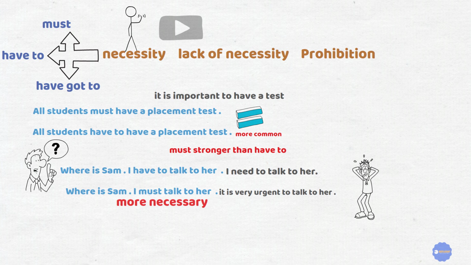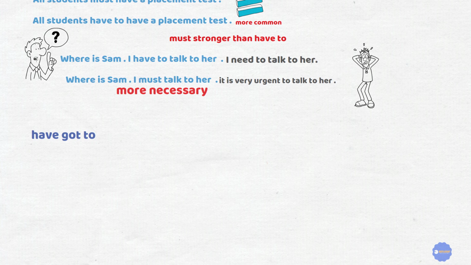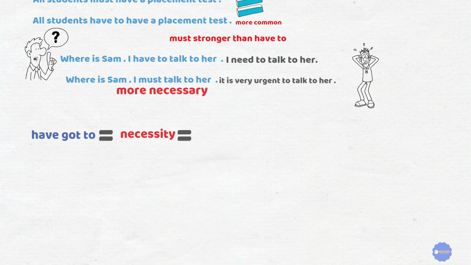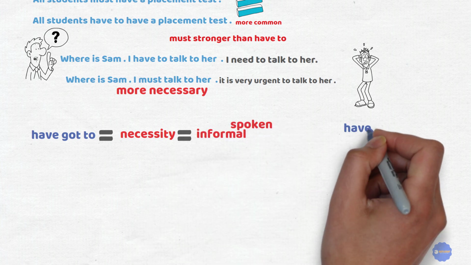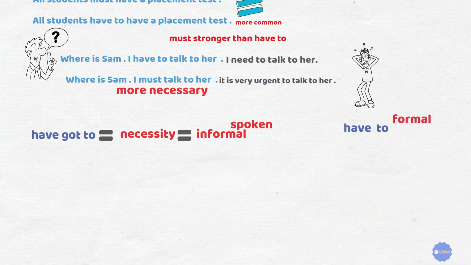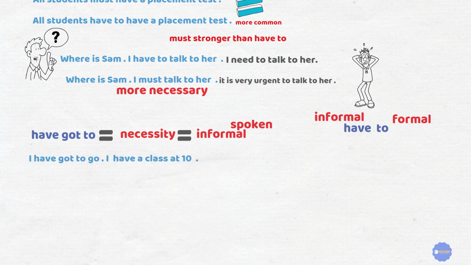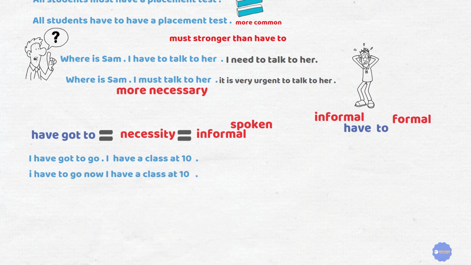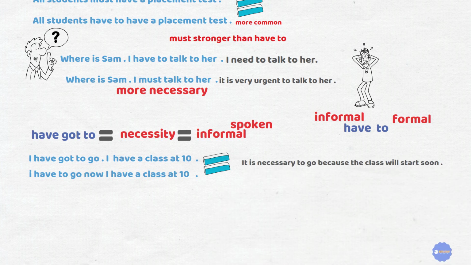Another way to express necessity is using have got to. Have got to also expresses the idea of necessity, but it is informal and mostly used in spoken English. But have to is used in both formal and informal English. So, for example, I have got to go. I have a class at 10. Or I have to go now. I have a class at 10. Both sentences mean the same thing, that it is necessary to go because the class will start soon.